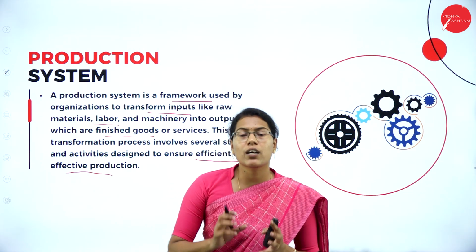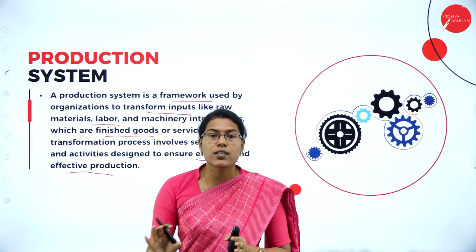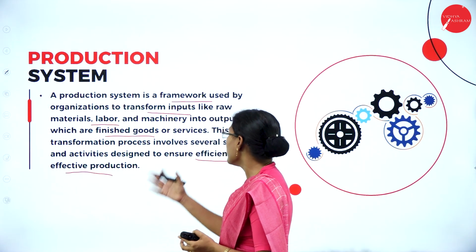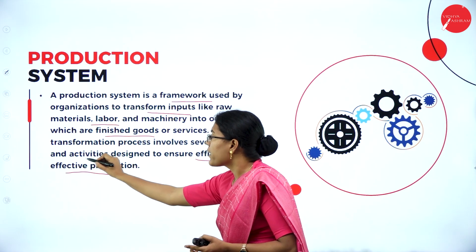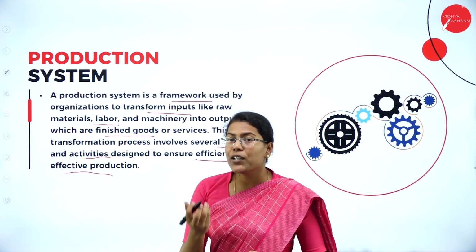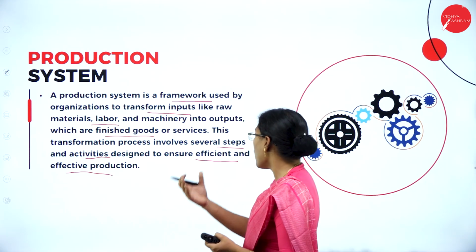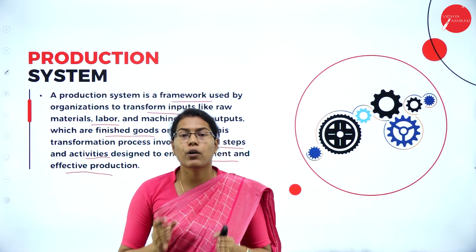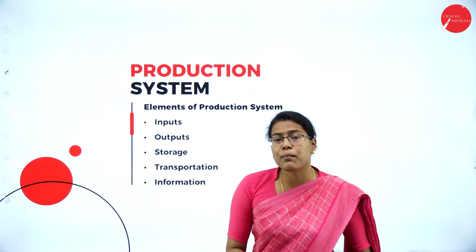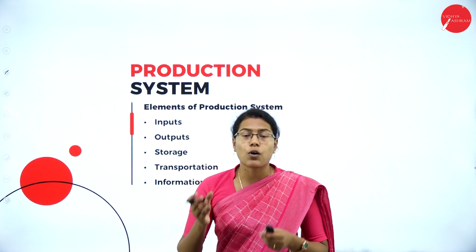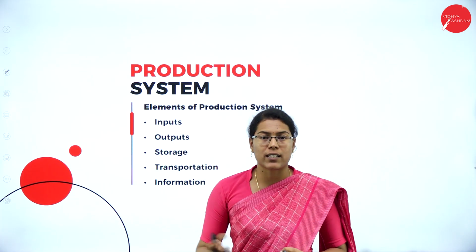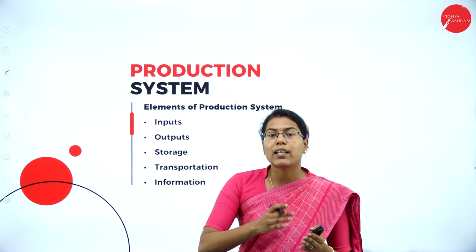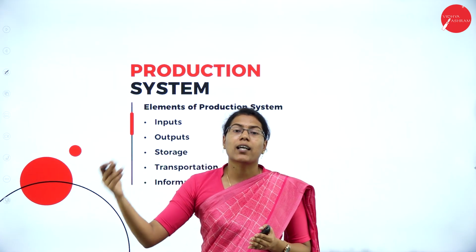So for the smooth functioning of this transformation, or the process of converting the raw materials into the finished product or a service, whatever the steps that are involved or the activities that are designed in order to ensure this transformation or conversion, or to ensure the efficiency and effectiveness of production, can be called the production system. The production system consists of various components like inputs or outputs, and it is designed in such a way that any variation in one component will cause variance in another component.